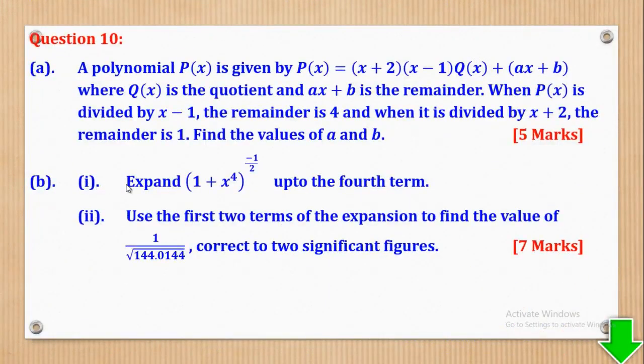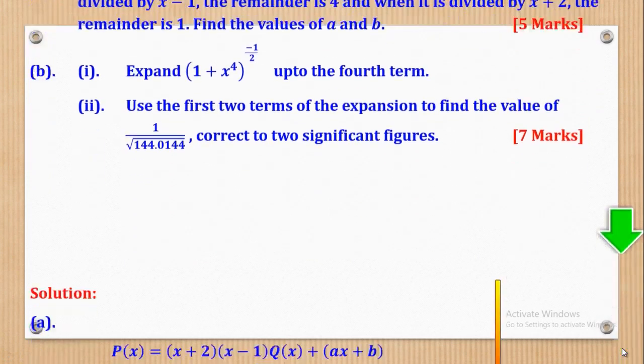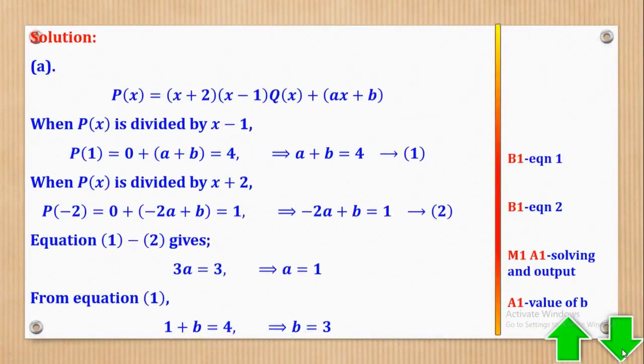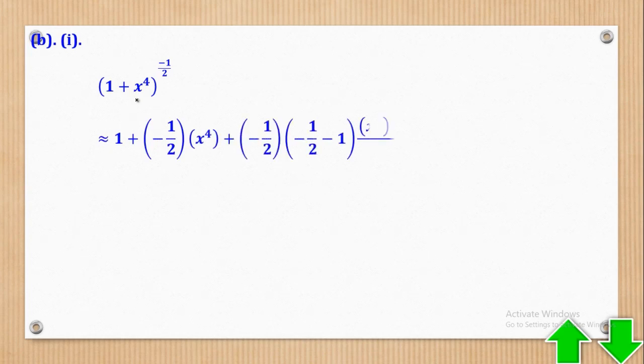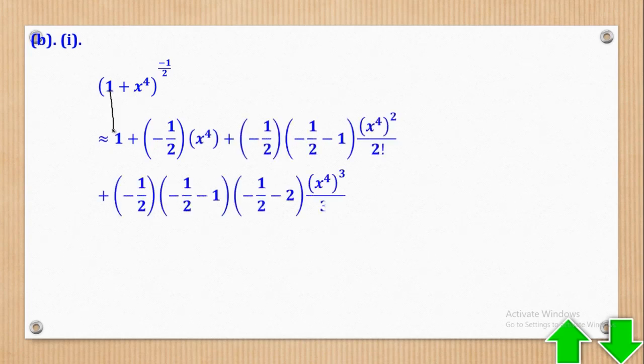So part B says that Roman 1, expand (1 plus x^4) raised to the power negative 1/2 up to the 4th term. So binomial expansion, the formula is available in your mathematical logbooks. So that is the expansion. How is it done? So this one is put here, then after that you look at this power, you put it here, then look at also this term, put it there, raise to the power 1, then that is the second term.